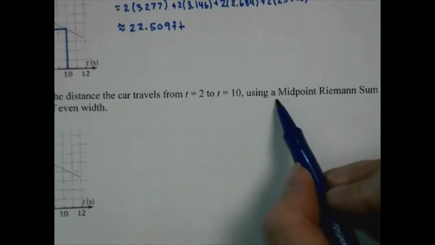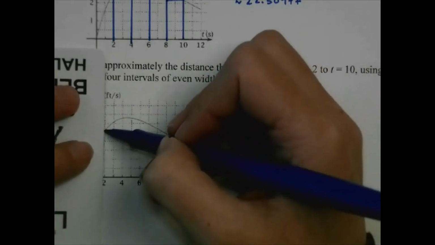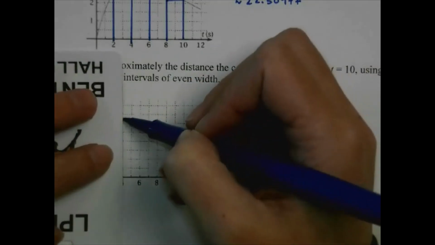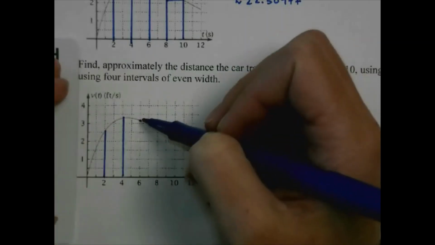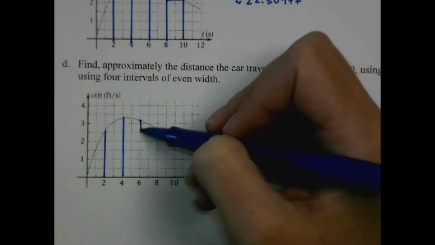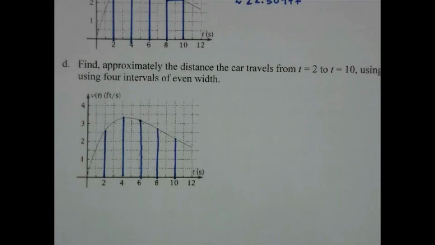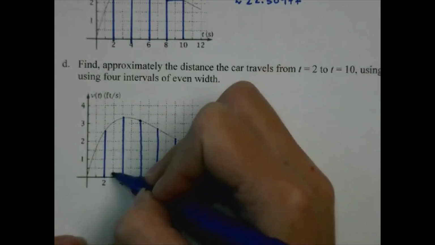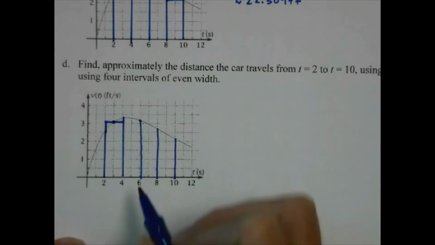For the next one, we're doing a midpoint Riemann sum. So we're still going to draw our lines. But rather than evaluating them at the right or the left, we're going to evaluate at the middle. So if we're going from 2 to 4, the middle is going to be at 3. So draw a dot. That's where we'll evaluate this one.